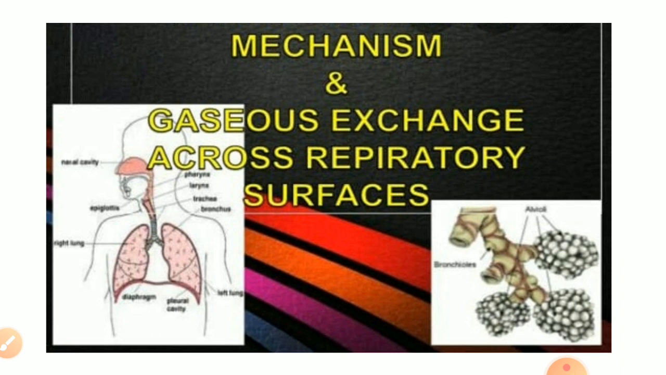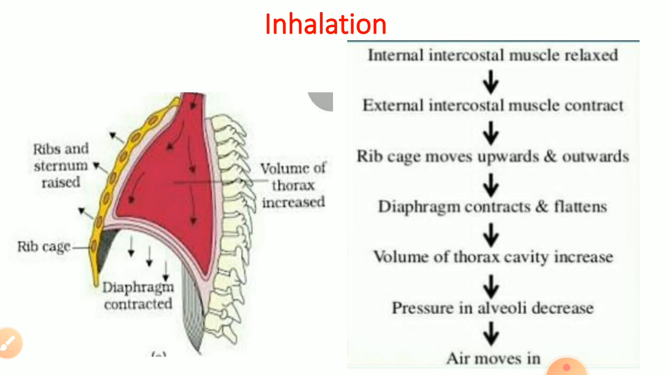How does gaseous exchange occur, meaning how do inhalation and exhalation occur in our body? Let's start with inhalation. Inhalation is also known as inspiration. In the process of inspiration, the intercostal muscles relax, external muscles contract, and the rib cage moves upward and outwards, as the lungs are surrounded by the rib cage. The rib cage protects the lung.